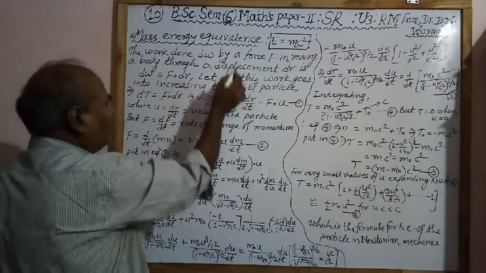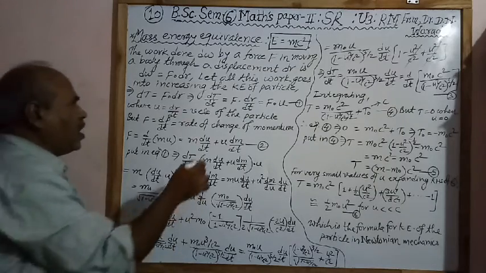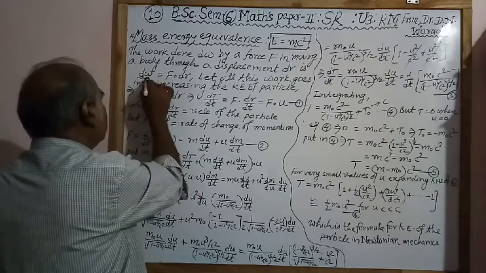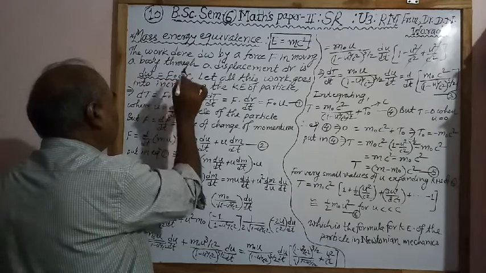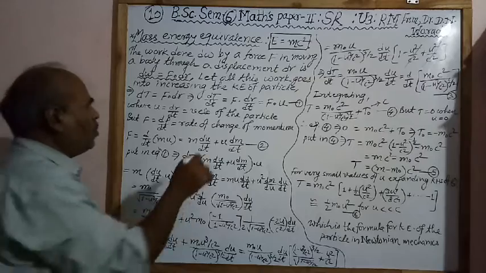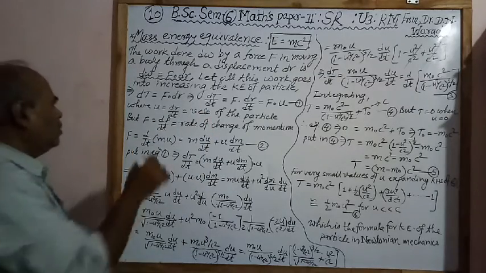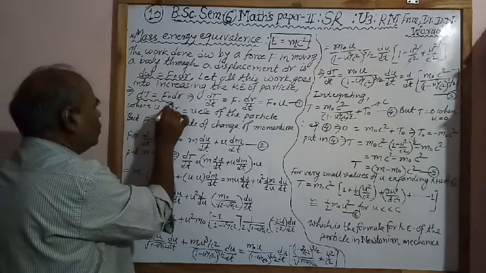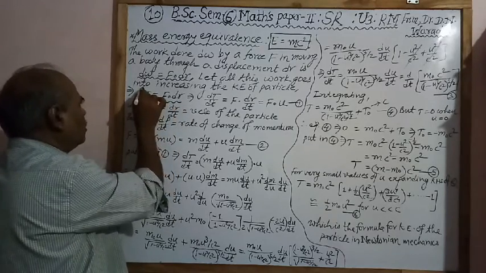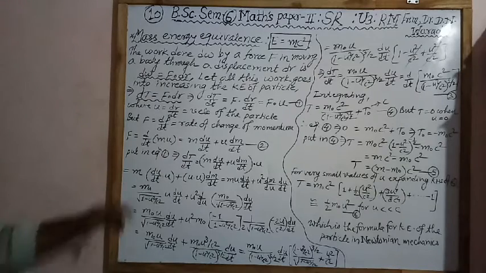Now work done dW by force F in moving a body through a displacement dr is given by dW equal to F dot dr. This is the work done. Let all this work done goes into increasing the kinetic energy of the particle. Therefore, we have dT equal to F dot dr. T means kinetic energy.